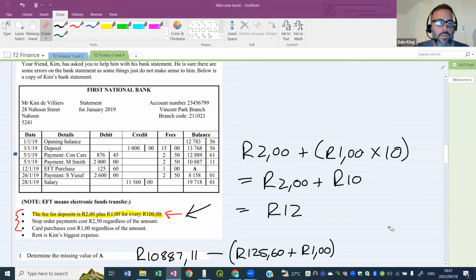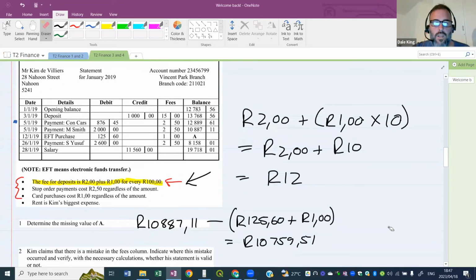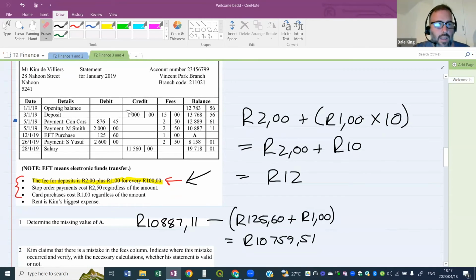Good job. All right. So that line there on the 3rd of January is incorrect. Let's go to the question. It says Kim claims there's a mistake. Indicate where this mistake occurred and verify with calculations whether the statement is valid. So let's set the answer up now. This is how we would answer this question. Number one, indicate where this mistake occurred.